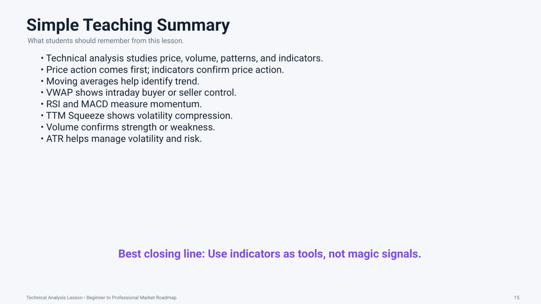The biggest mistake beginners make is thinking one indicator can tell them exactly what to do. That is not how good trading works. Good trading comes from combining different pieces of information: price action, trend, momentum, volume, volatility, support, resistance, and risk. So the best closing line for this lesson is, use indicators as tools, not magic signals. Indicators are there to help us make better decisions, but the final decision should always come from reading the full chart.